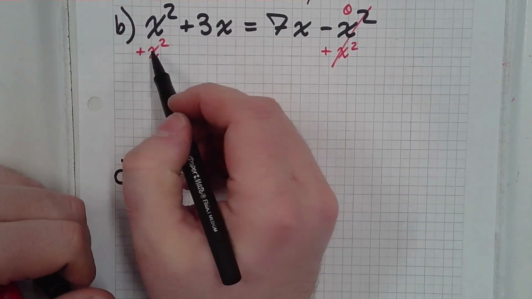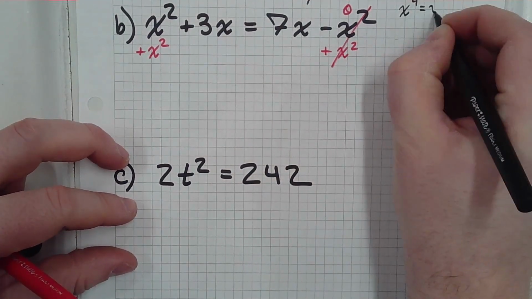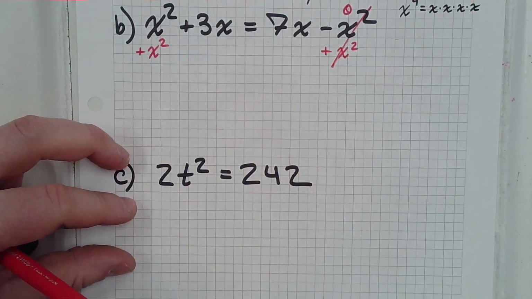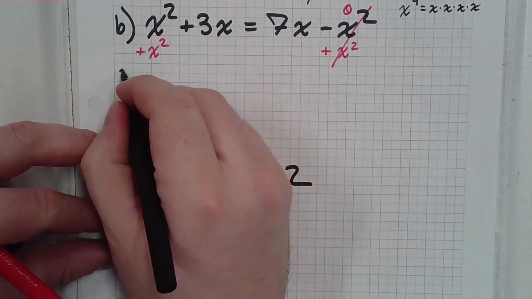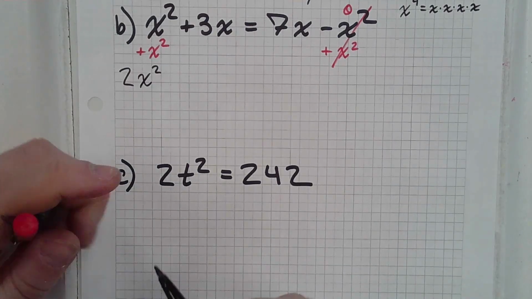Since I have x squared plus x squared, this is not x to the fourth. Remember, x to the fourth is x times x times x times x. I'm not multiplying 4 x's together. I'm adding 2 x squareds. And that's exactly what it becomes, 2x squareds.